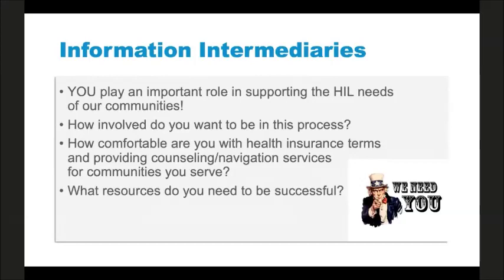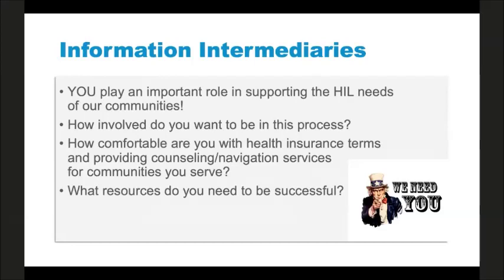So finally, I want to conclude with saying that you as information intermediaries are an invaluable asset to our consumers and to our healthcare system. You play an important role in supporting not only the health insurance literacy needs of our communities, but many other areas of need among our consumers. So as you think about taking the following modules in the training as you move forward, it's important to ask yourself how involved you want to be in this process. Obviously, you are here to take this training, so you do want to be a part of this process.